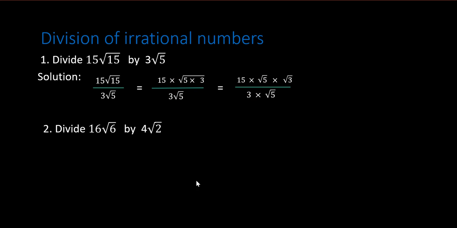So here we can do cancellation. 3 5s are 15, then root 5 cancels, so we have only 5 root 3.